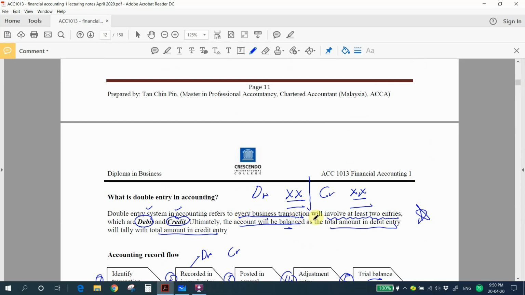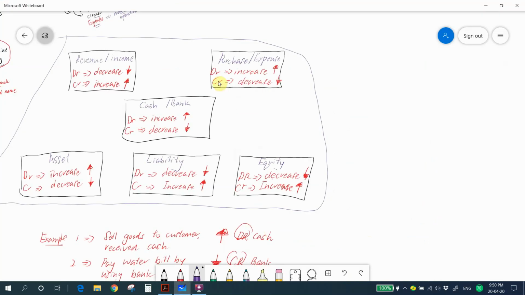Every business transaction will involve at least 2 entries. It means that for one transaction, we have to understand what is the impact on at least 2 accounts, because we know for one business transaction or event, you will have at least 2 entries, and these 2 entries, one must be debit, another one must be credit.